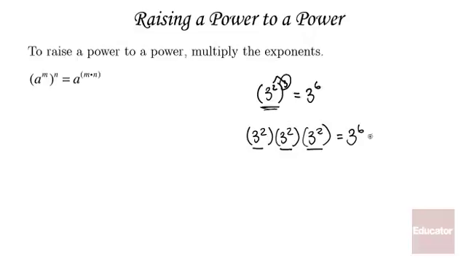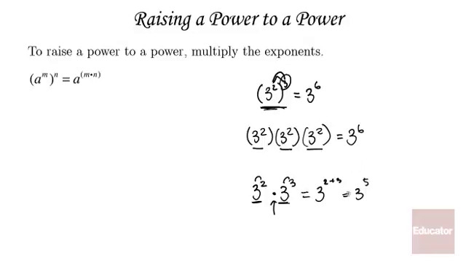Be very careful to keep this different from 3 to the second times 3 to the third. Notice in this problem, you're raising a power to a power, whereas here the bases are being raised to the power and you're simply multiplying the bases. And in this example, you would be adding the exponents. 2 plus 3 is 3 to the fifth.